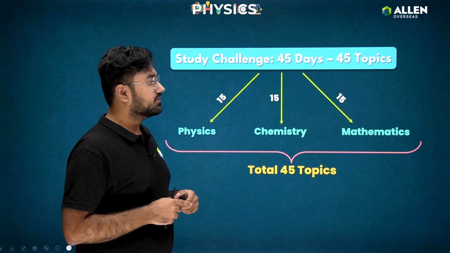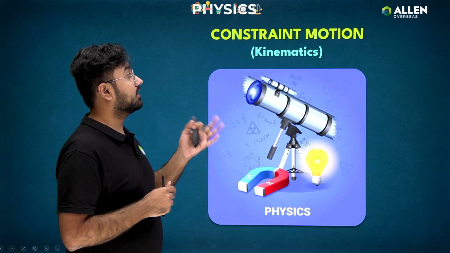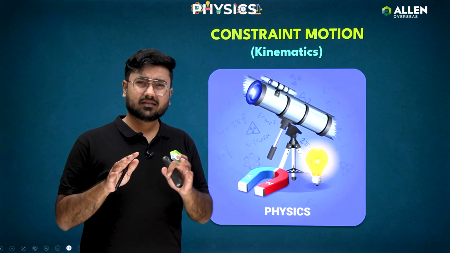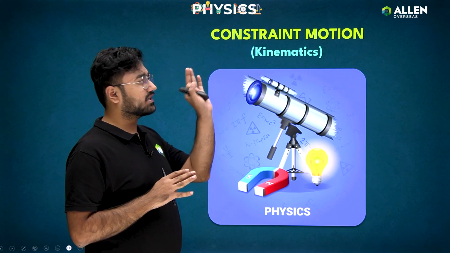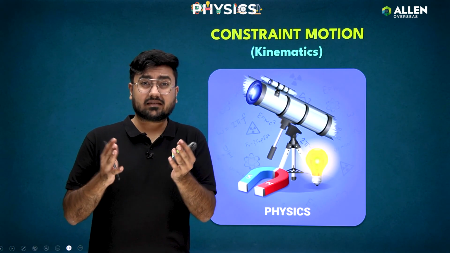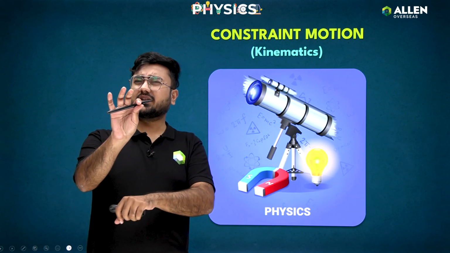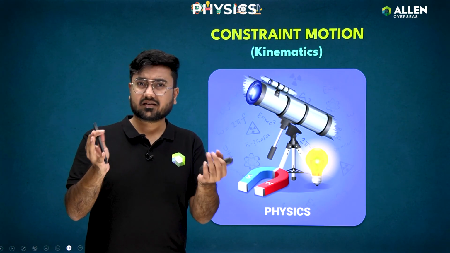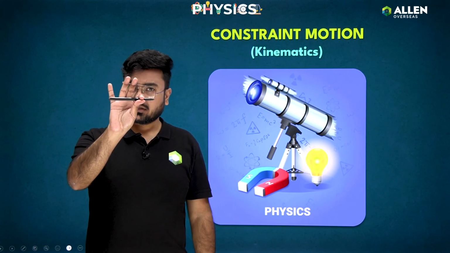In this series we take 15 topics from each subject, of course summing up to 45 days, 45 topics. And today we are going to take a topic of physics, and that is constraint motion. This is a concept from kinematics. And when I talk about constraint, constraint means to restrict. So if I am holding any object, I am constraining that object to my hand. So constraint as in I am not allowing that object to move.